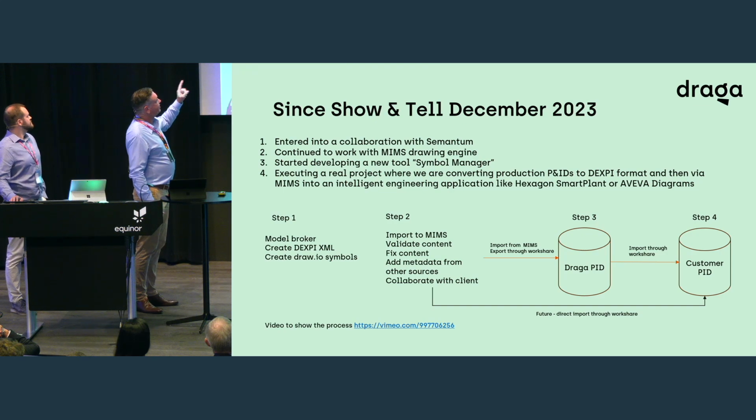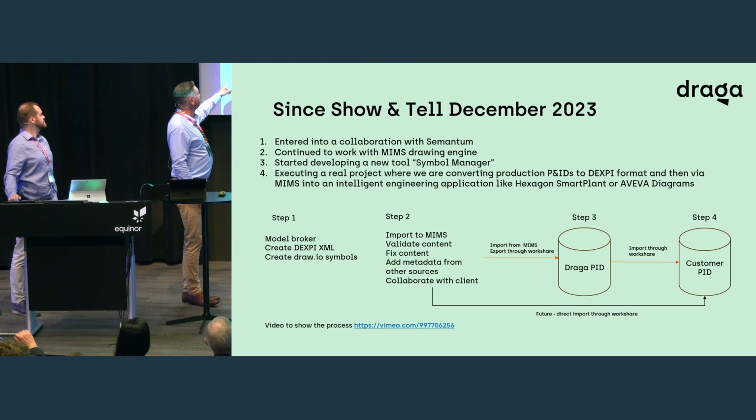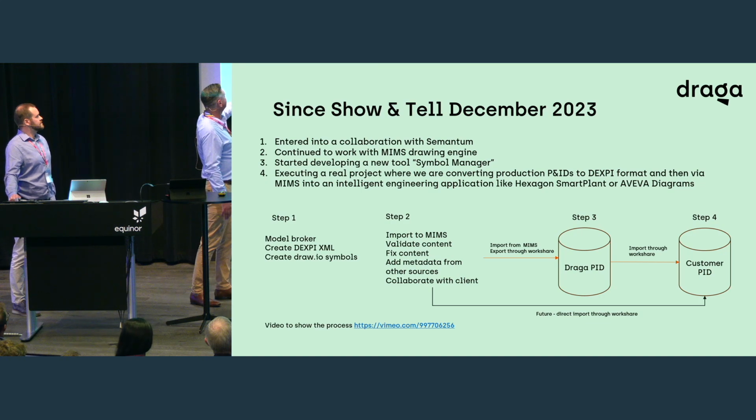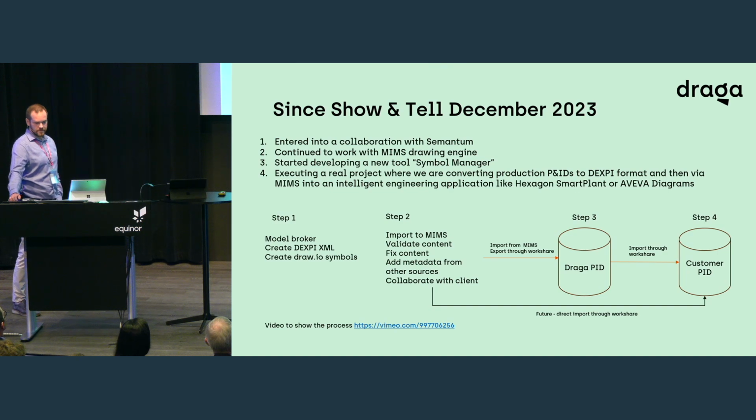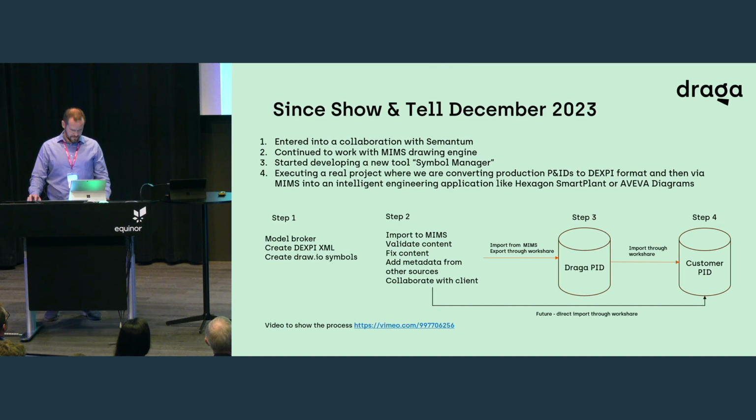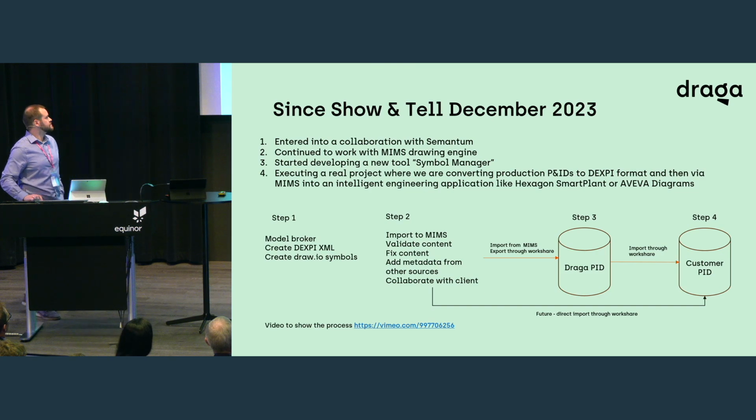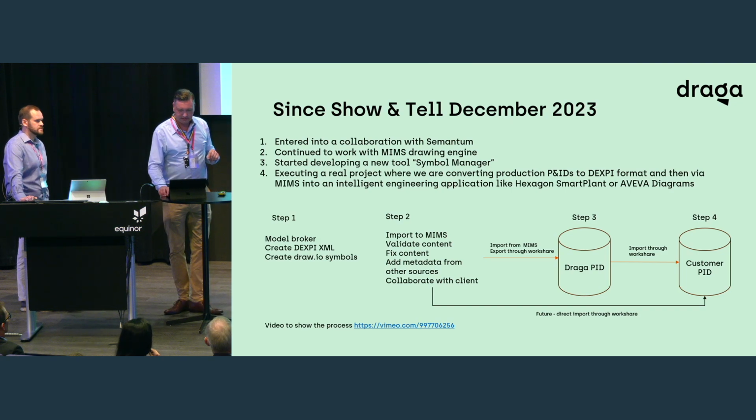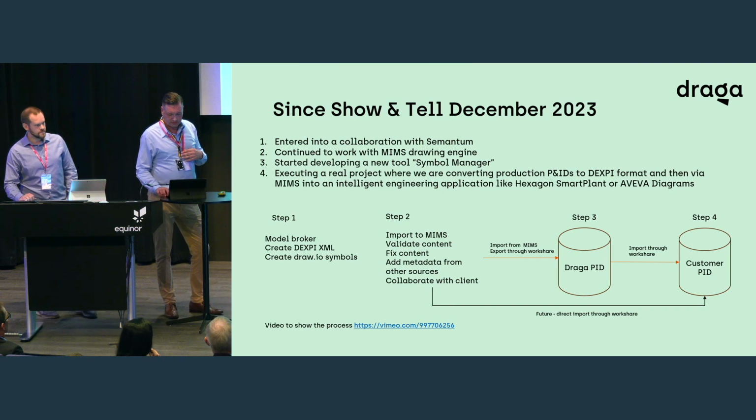We have also executed an actual project, and we have used the model broker, created the DXP XMLs. We fixed some of the content and added information from other sources, imported it to a P&ID database that was a copy that we got from the customer in our environment, and then pushed it to the customer. So this was the first project, but I've seen the next project, we can just push it straight to the customer. We don't need to go through our database, possibly. We can do a demo on this also later.